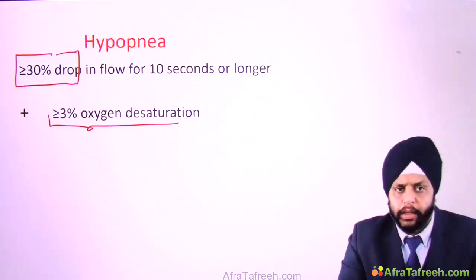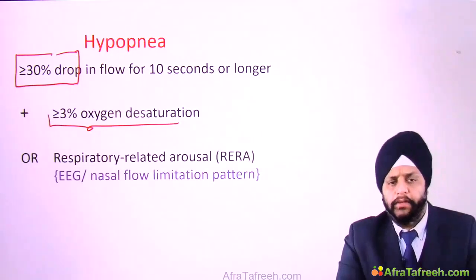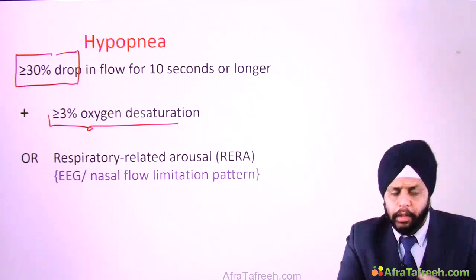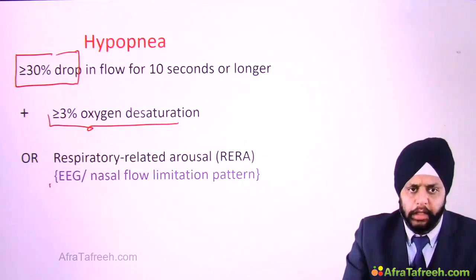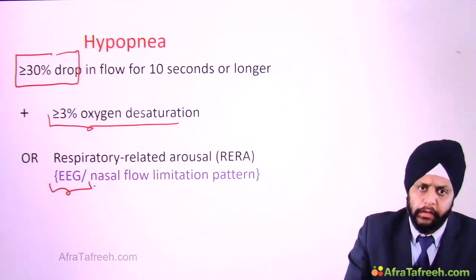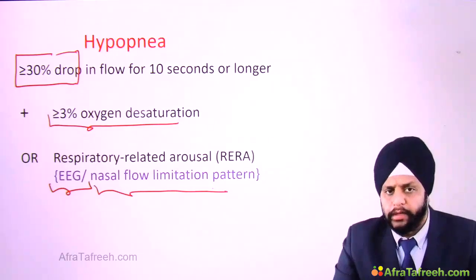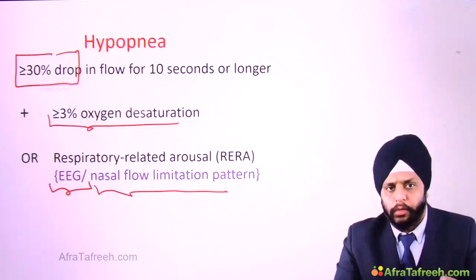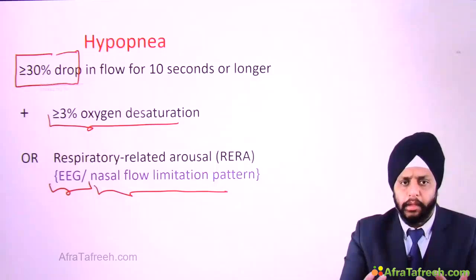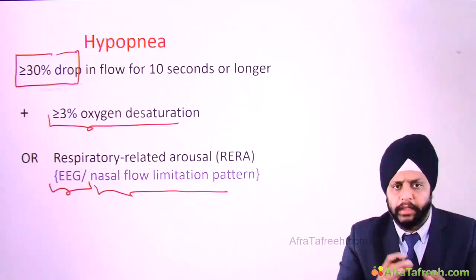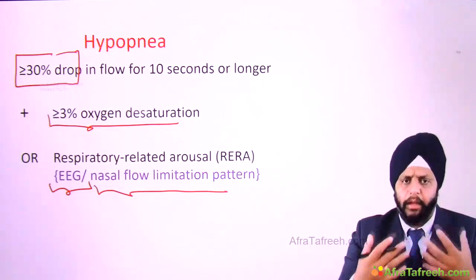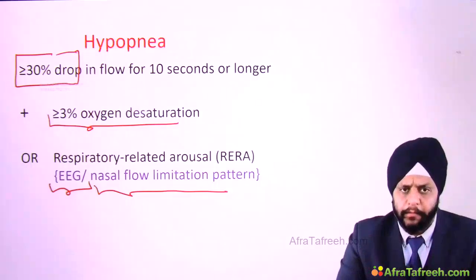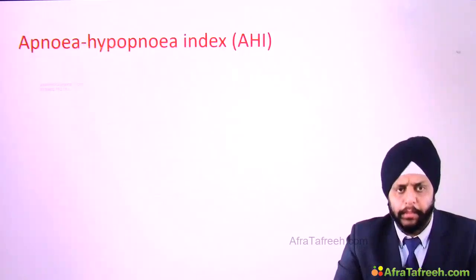Right? And what else? Patient may not have an arousal, patient may not get up, but if you measure it with the help of an EEG or if you do a nasal flow limitation pattern, you can see that the patient is getting up. So he may not completely wake up, okay, but yes, with the help of this EEG, you can find out that there is an arousal, there is a waking up of the patient. Right? So this is how we define apnea and hypopnea.